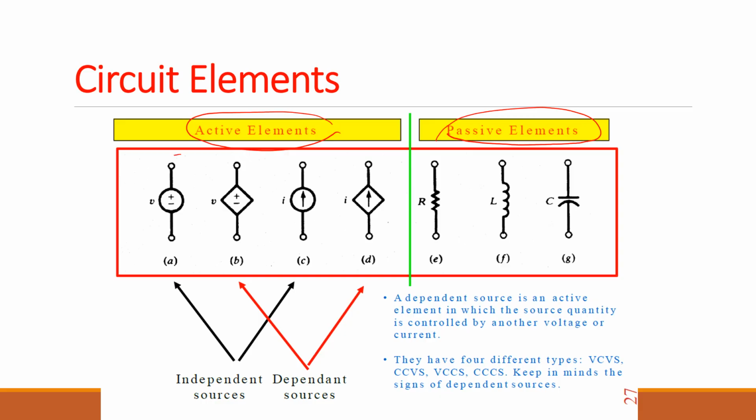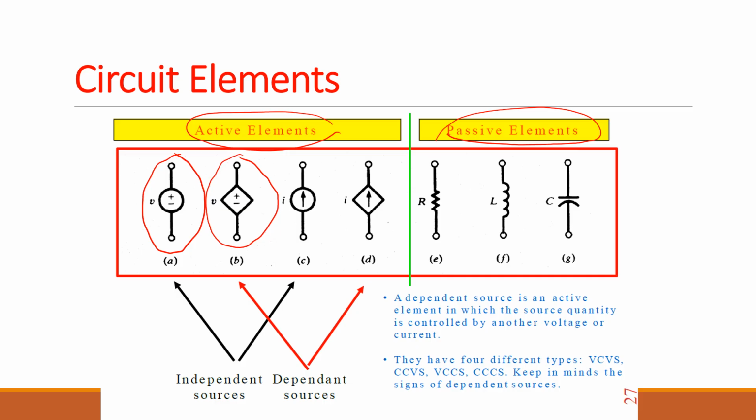This one is an independent voltage source. It is not depending on anything else and it is supplying a constant voltage. And this one is a dependent source. That voltage is dependent on something else. It can be dependent on a resistor or a voltage or a current. So that is a dependent source.